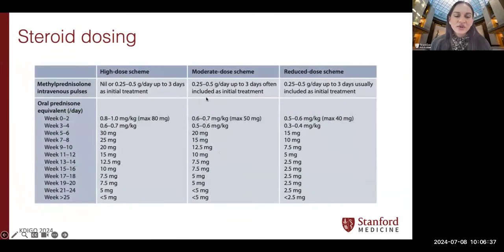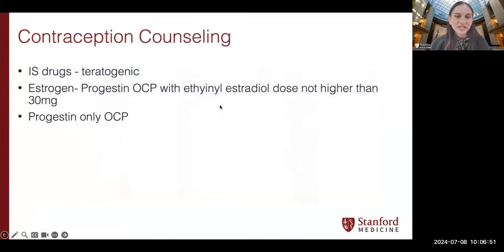And then, in the KDIGO guidelines, again, they put a lower dose scheme of steroid dosing. So depending on what drugs you use, maybe you could treat the patient with a lower initial dose of steroids. But still, in our lupus patients, everybody gets a steroid. I just think it's important to treat your patient as a whole.